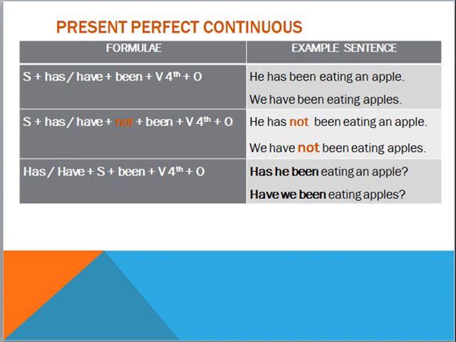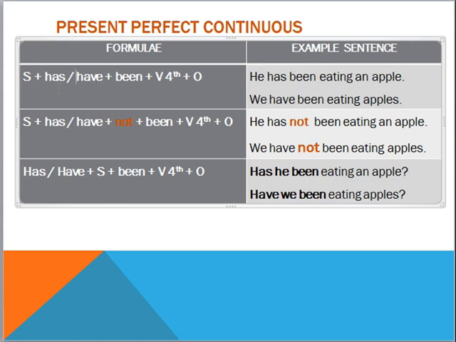Now comes the present perfect continuous. In present perfect we used has, have and the verb's short form. Here we will use has or have after the subject, and then we add been, and then the verb's fourth form, the form with the ing, and the object. In the negative, again after has or have we add not, then been, then verb fourth form and object. And in interrogative we bring only has or have to the beginning of the sentence, then comes the subject, and then been, and then verb fourth form and object.